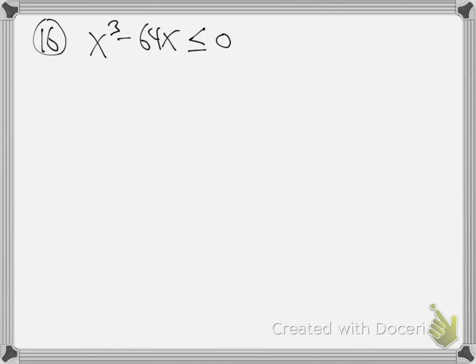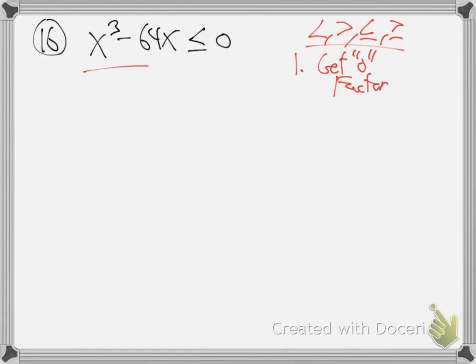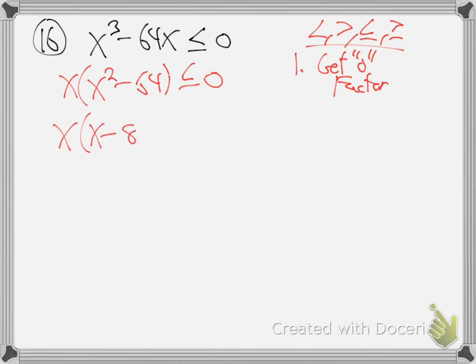So step 1, when you've got greater than, less than, equal to, greater than or equal to, and it's not a fraction, you just get a 0. We've already got that, and factor. We don't have to make it one fraction. We've already got a 0, so just factor. How do you factor this? Take out an x, like that, and then you can factor more: x minus 8, x plus 8. So there it is, step 1, get a 0 and factor.